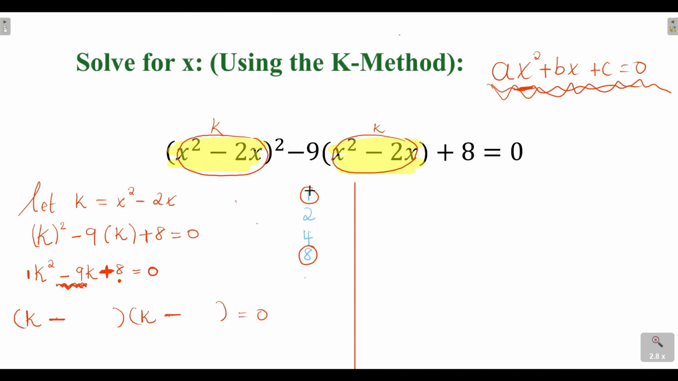So now we need to look at the factors of 8. What is the combo that's going to get us to 8 if you multiply these two values together, and to -9 if you combine them? We see that that combo is 1 and 8. So k minus 1 and k minus 8 is what we have here.